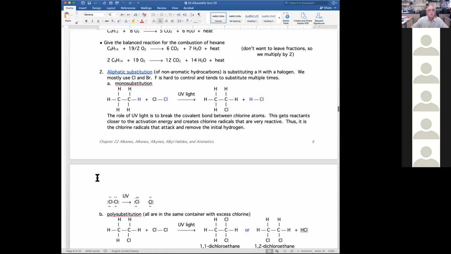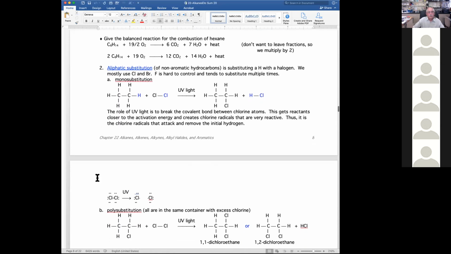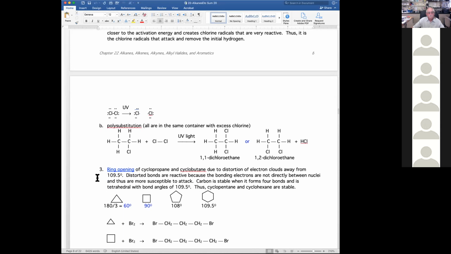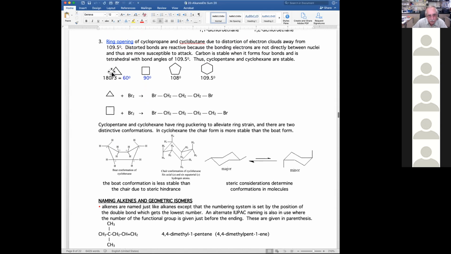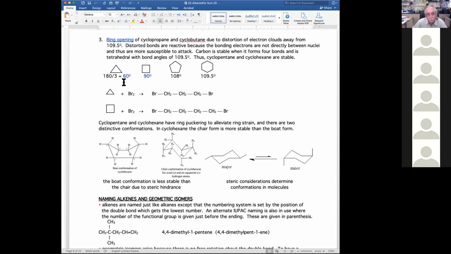Oh, okay, so we did aliphatic substitution. So we should be doing ring opening right now. So anyway, ring opening reactions happen because of bond angle strain. So if I take cyclopropane right here, the bond angles are 60 degrees. There's 180 degrees in a triangle, 3 angles, so 60 degrees each.